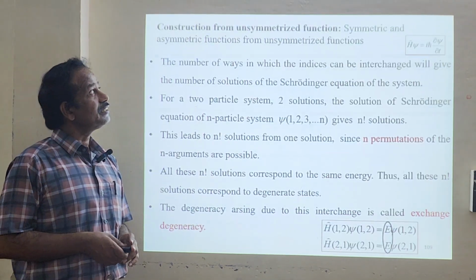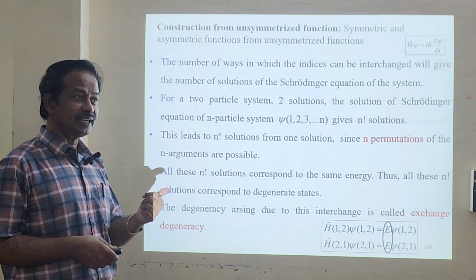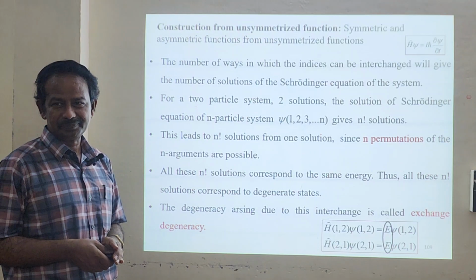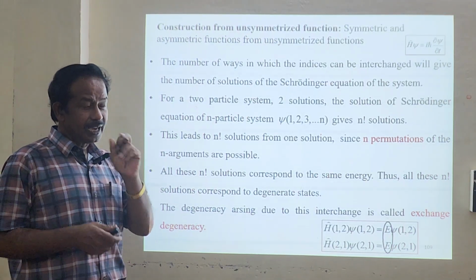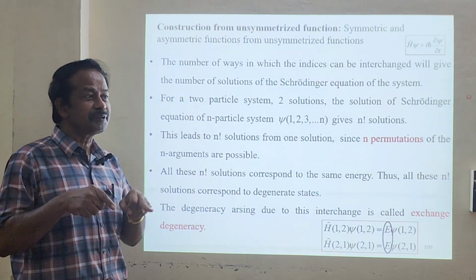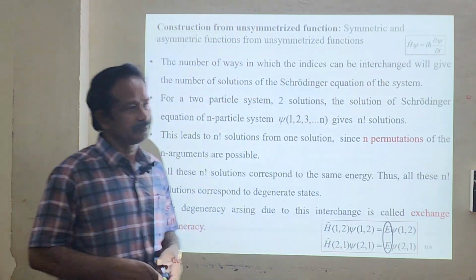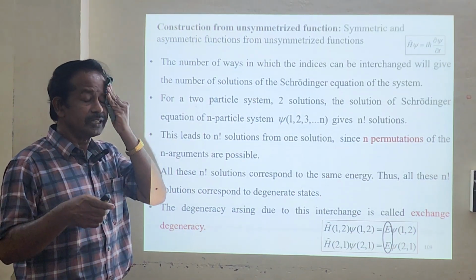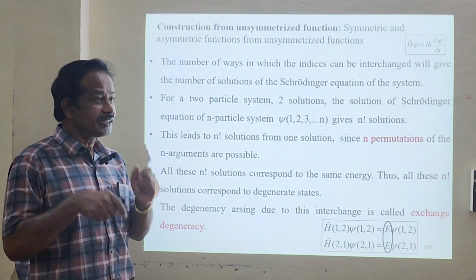Now we are going to construct symmetric wave function and antisymmetric wave function from unsymmetrized function. So this is called unsymmetrized function. Generally, Hψ equal to Eψ is generally known as unsymmetrized wave function. Okay. Now we are going to construct.